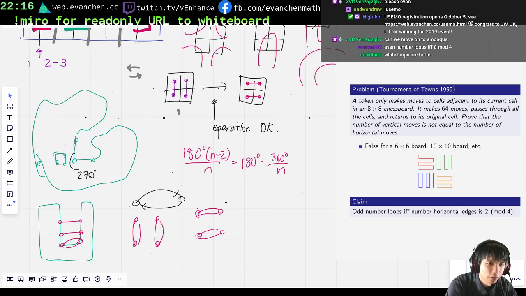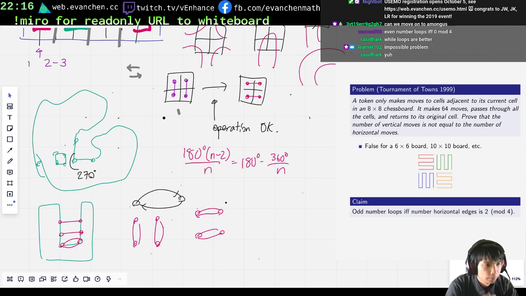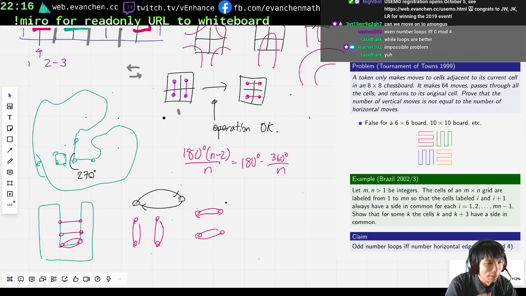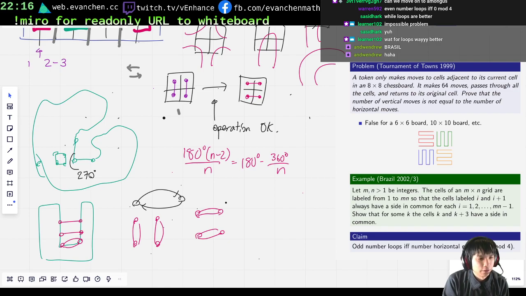So, I would like to share a problem with you that I like. And that problem is called Brazil 2002 Problem 3. I hope it's 2002. Where you have a snake. So not even a loop, like a snake. And if you have a snake on a grid, then it's known that there is a U-turn. So now I have a loop. And when I have this loop, there's a U-turn.